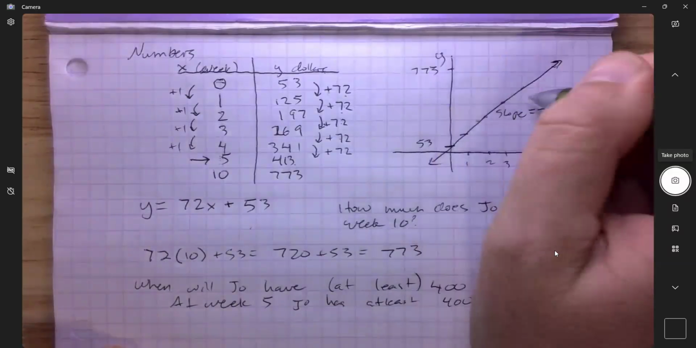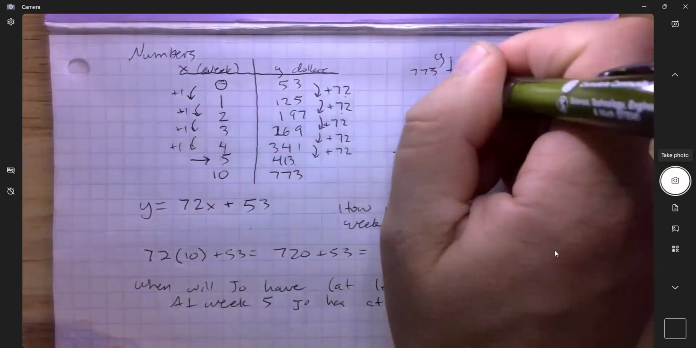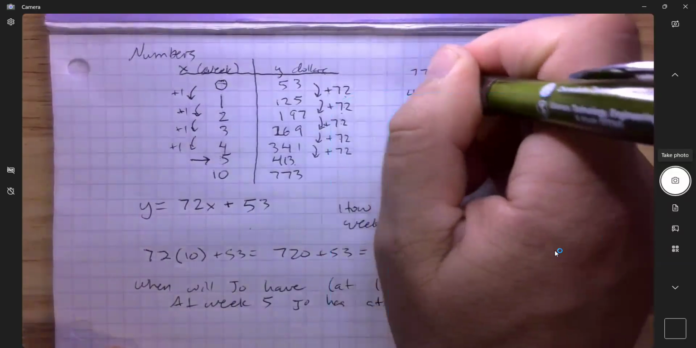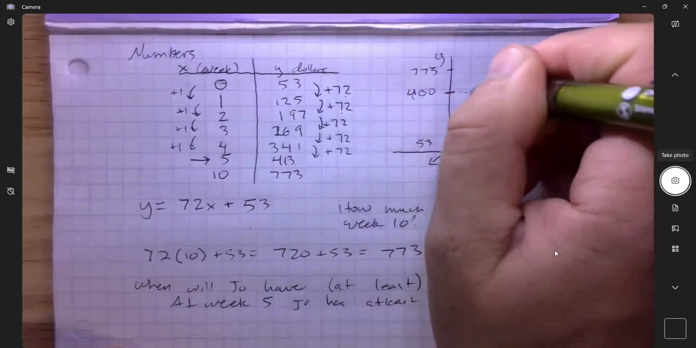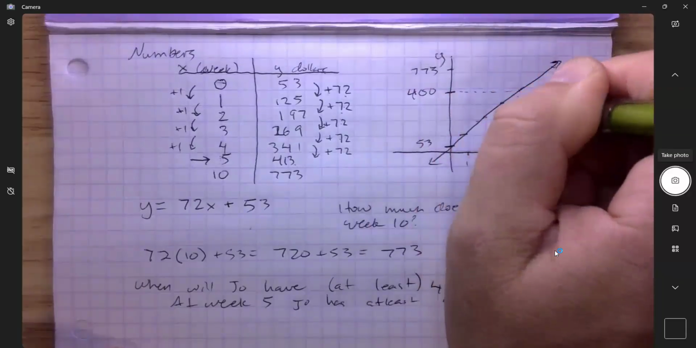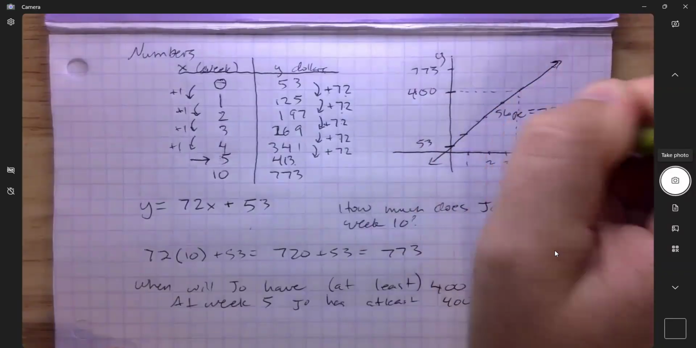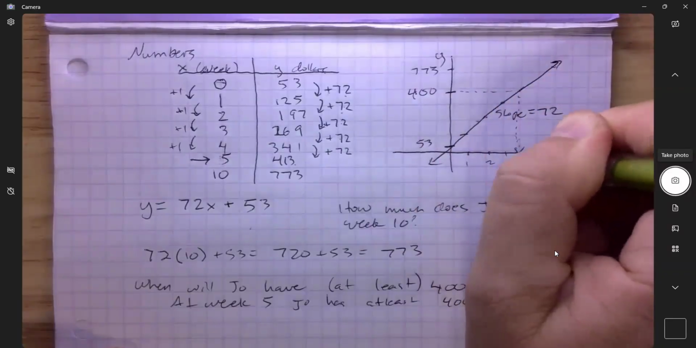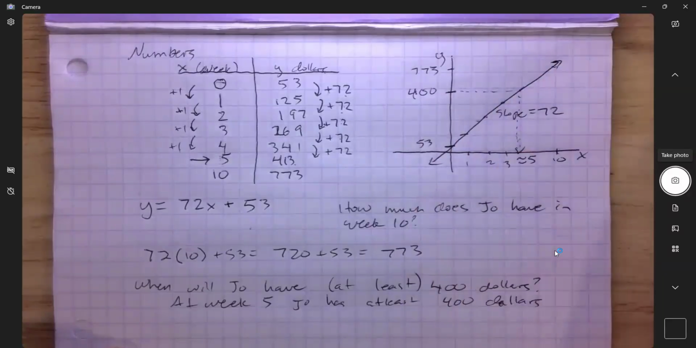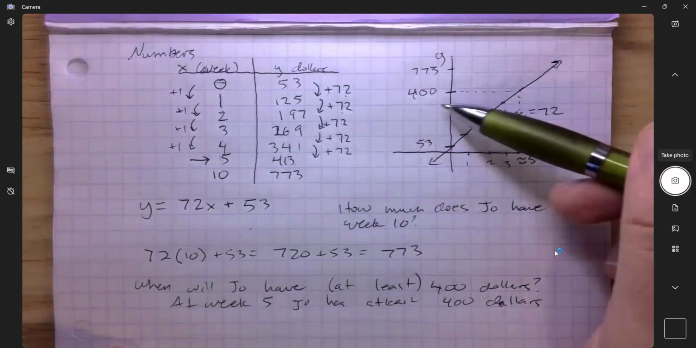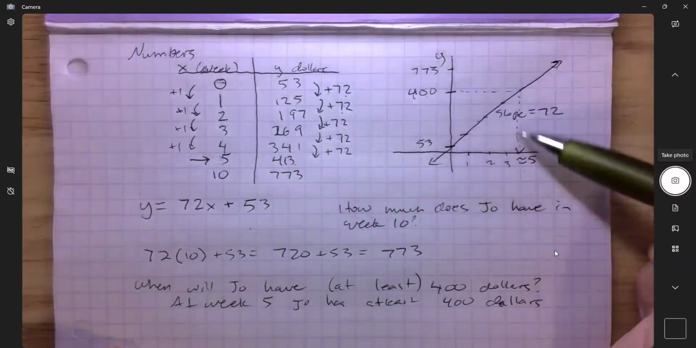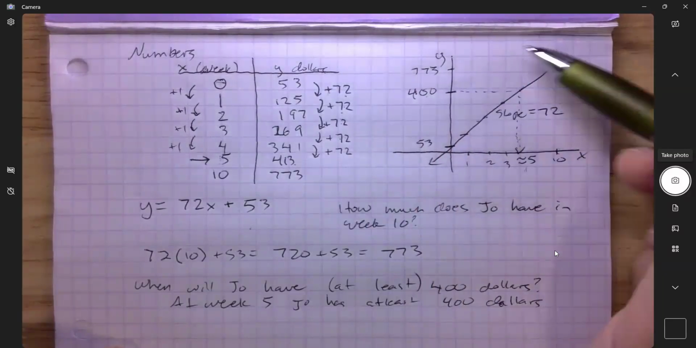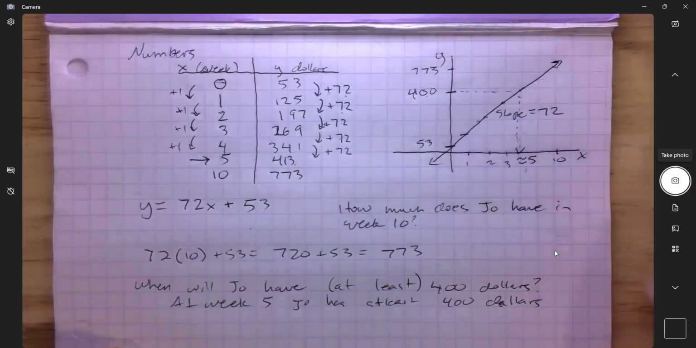Or we could use our graph. And if we want to use our graph, what we would do is we'd say, okay, here's 400. What's the x value for 400? And it turns out to be something very close to 5. And I'll show you this on Desmos as well. And that tells us that when we're at $400, our week is at 5. And I know the scale on this graph is terrible.